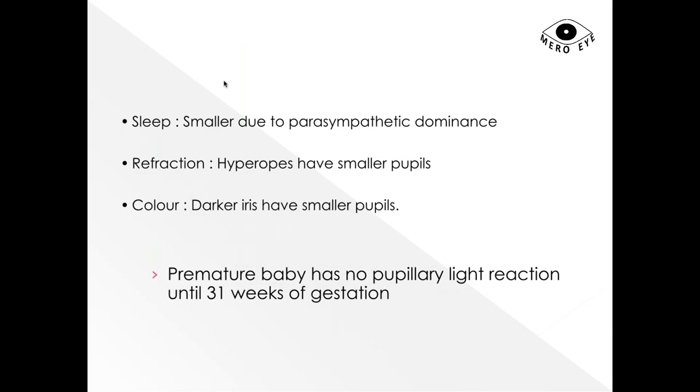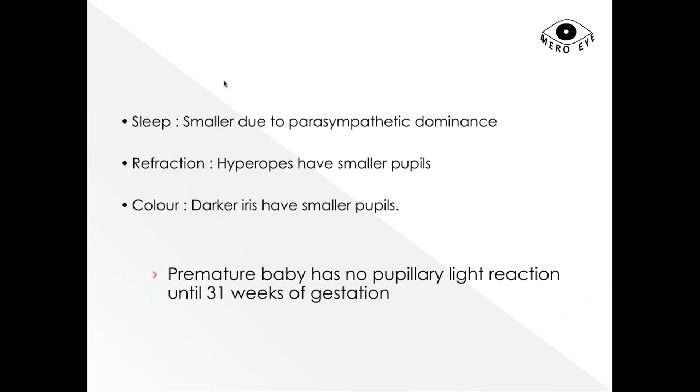Another factor that affects the size of the pupil is sleep. While we are sleeping, there is a parasympathetic dominance. As we know, the sphincter pupillae is innervated by the parasympathetic nerves. That is why when there is an overactivity of the parasympathetic nervous system, the pupil becomes small, or myosed, when we are sleeping. Similarly, it has also been noted that people who are hyperopic tend to have smaller pupils. So refractive status also affects the size of the pupil.